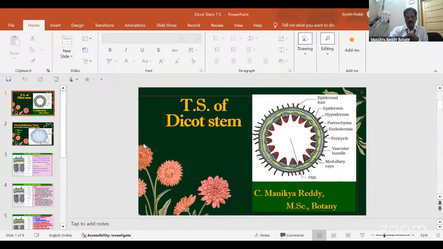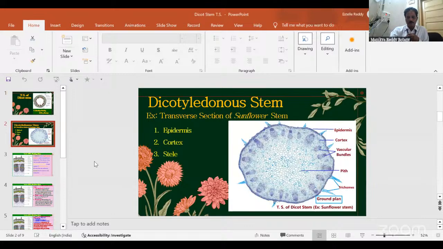If you enlarge it, if you observe it under the compound electron microscope, you can find the structure. The TS of dicot stem shows three parts: epidermis, cortex, and stele. Epidermis is the outermost layer.